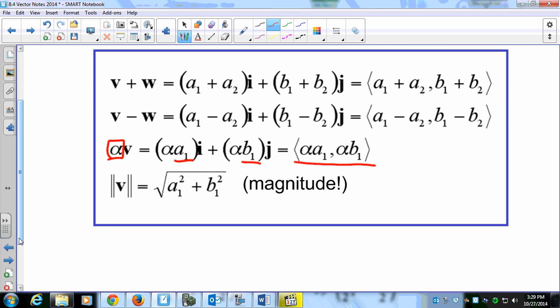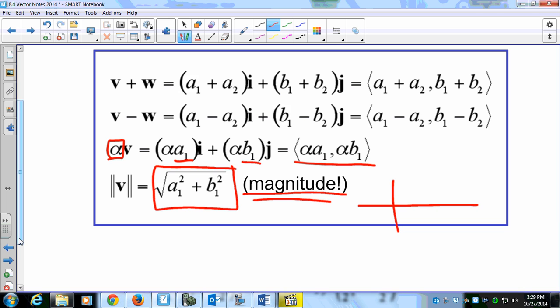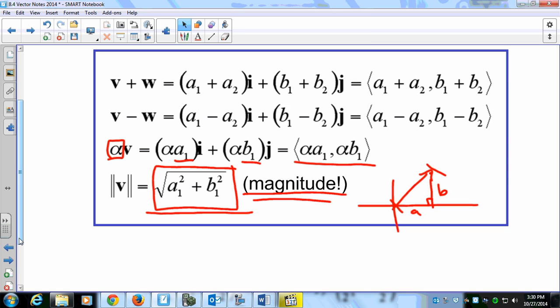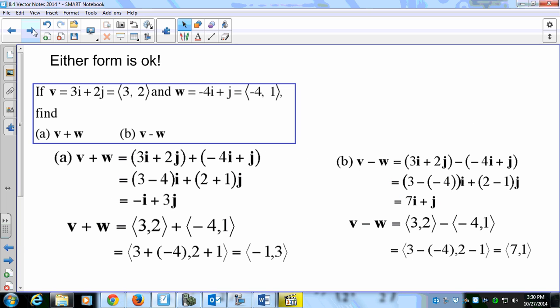Last thing is magnitude, and notice magnitude looks very similar to your Pythagorean theorem, because when we have a given vector with an a component and a given b component, to find the actual length of that vector is just your magnitude. And using your Pythagorean theorem, recognize we've got a right triangle here as well. All right, so make sure you look over those. Here's an example working through here.